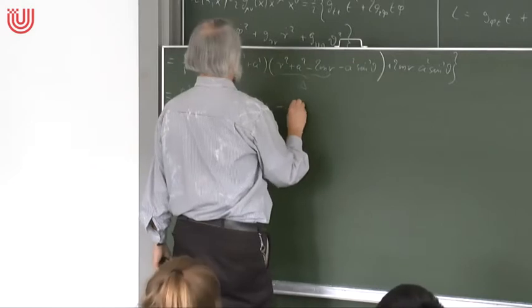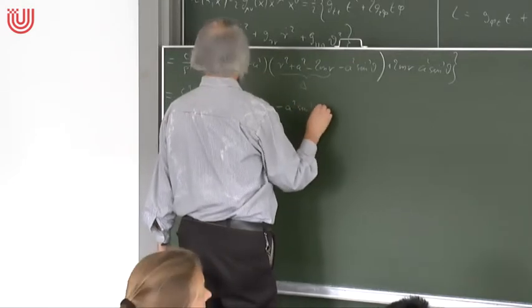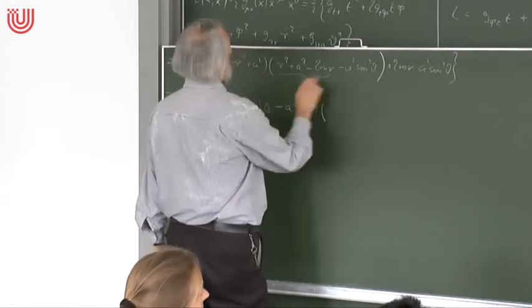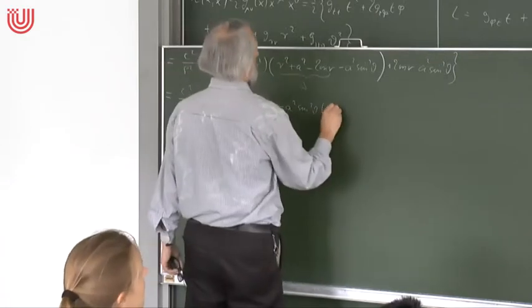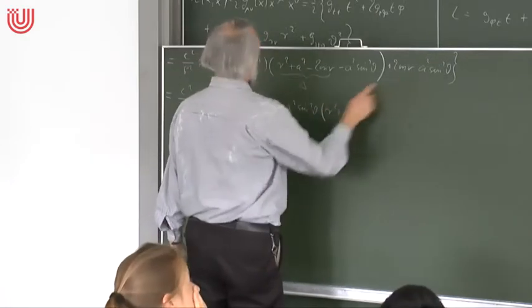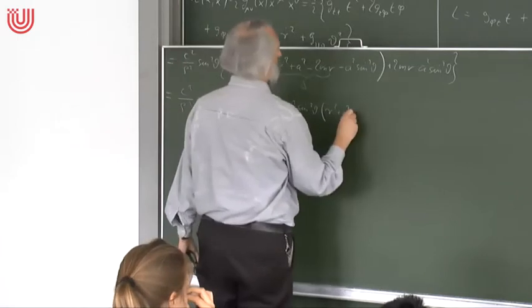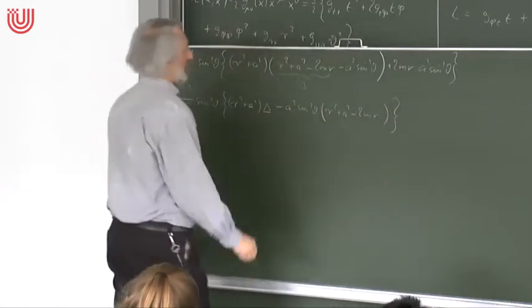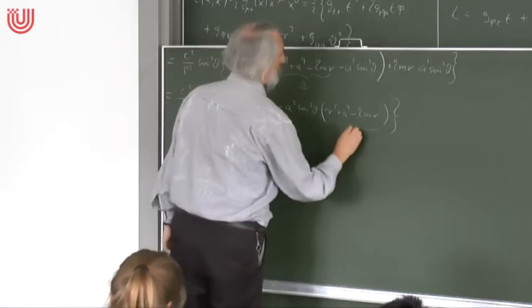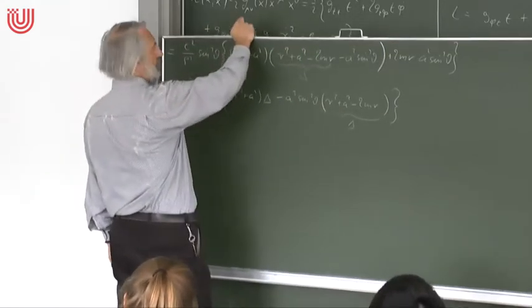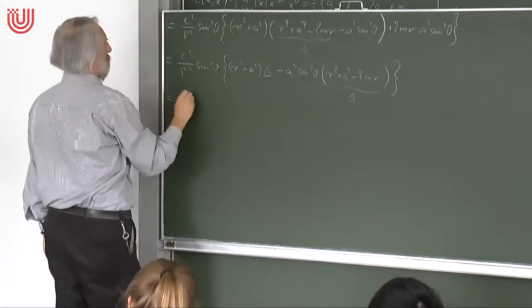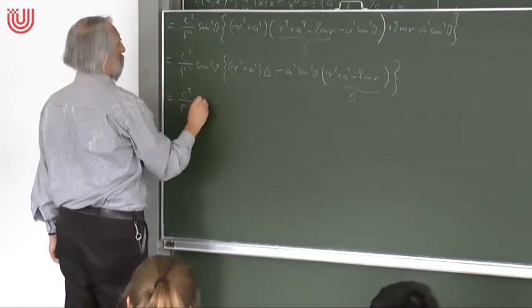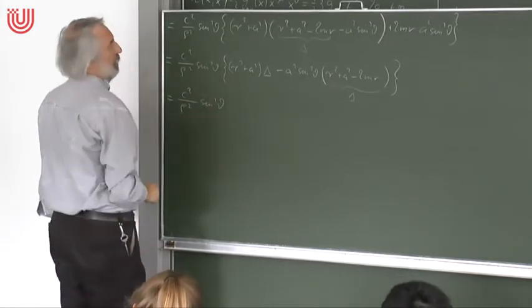I write minus A squared sine squared theta. Then I have R squared plus A squared. And because I have a minus sign in front of the bracket, I have minus 2mr. And that's again delta. So that's fine. So this is delta. This is c squared, rho squared, sine squared theta.